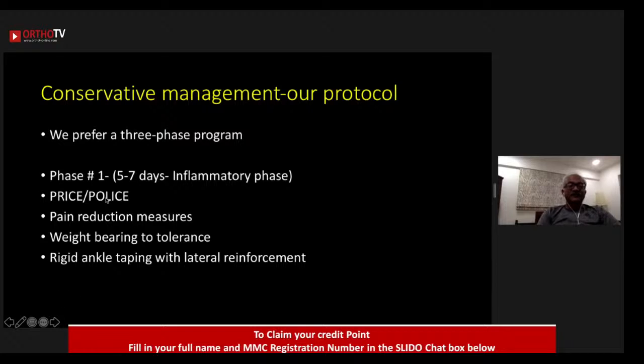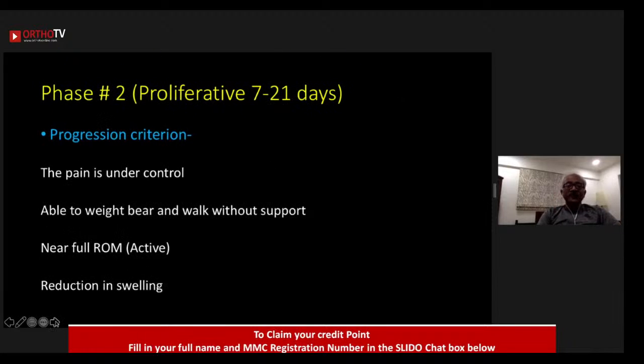So protection remains, and optimal loading starts as soon as possible with pain reduction measures, that is, weight bearing to tolerance. Then ice, cold compresses and elevation remain the same. Once you have satisfactory progression in phase 1, phase 2 starts from the 5th or 7th day to 21 days. This is called the proliferative phase of healing.